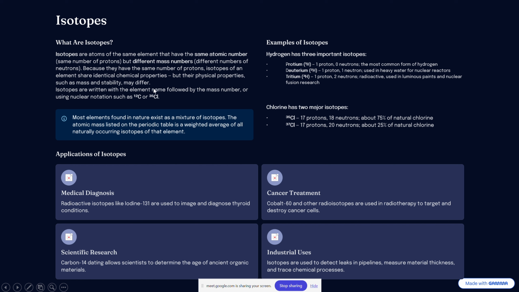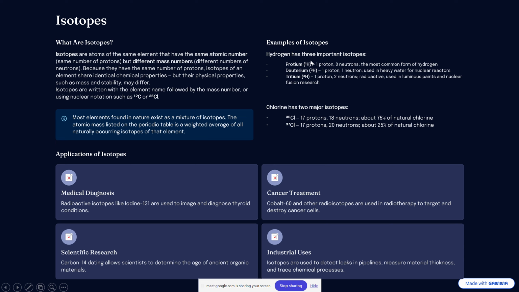Isotopes of an element share identical chemical properties, but their physical properties such as mass and stability may differ. So their chemical property is the same. Whether oxygen 16, oxygen 17, oxygen 18, they still possess the same chemical property. You'll be able to support combustion, you'll be able to combine with metals to form oxides, all of that. So the chemical property doesn't change, but the physical property may differ. Do you understand?